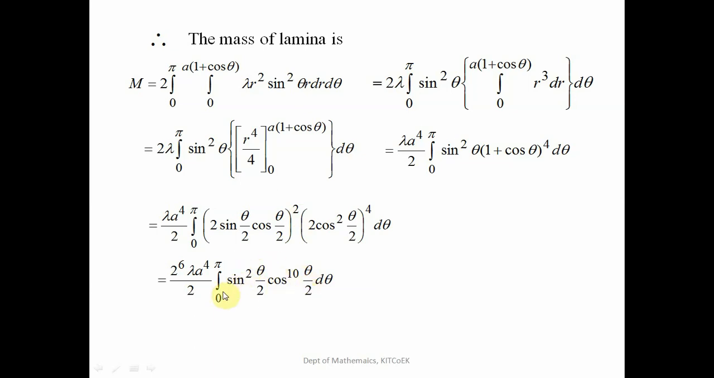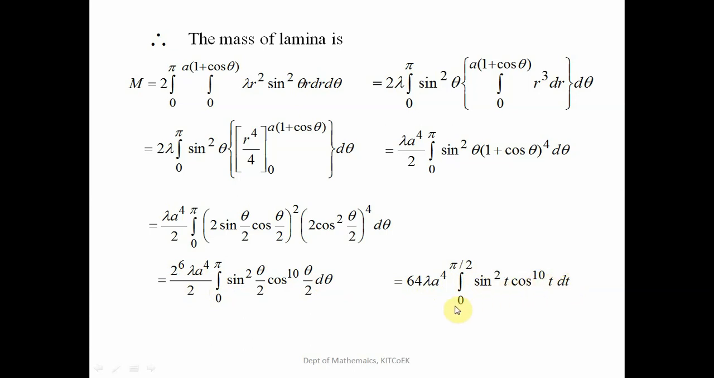And then further, to evaluate this integral, we will use the substitution theta by 2 is equal to t. So if we use the substitution theta by 2 equal to t, d theta is equal to 2 dt, and this 2 gets cancelled, 2 raised to 6 is 64, lambda a raised to 4. Due to the substitution, the limits will become 0 to pi by 2. It is sin square t into cos raised to 10 t dt.